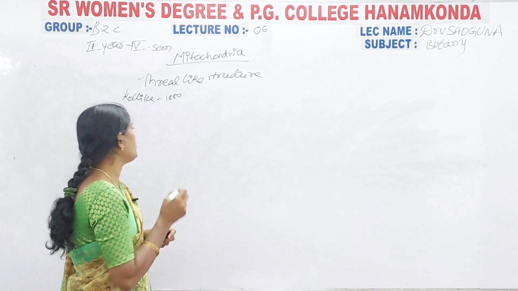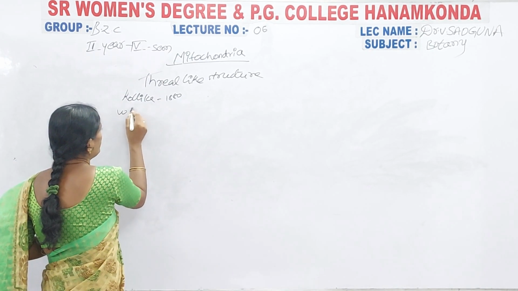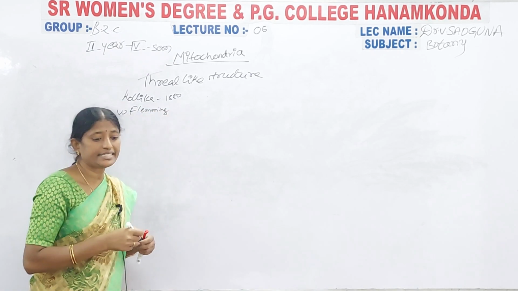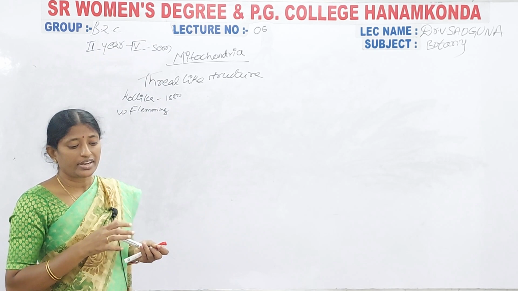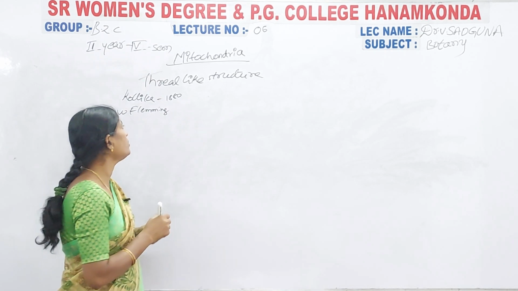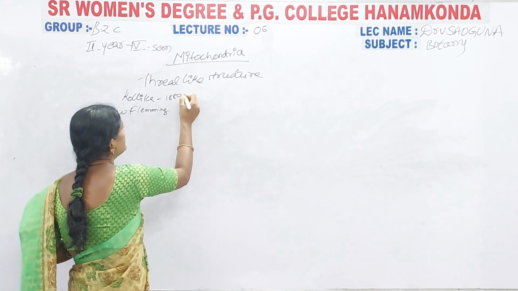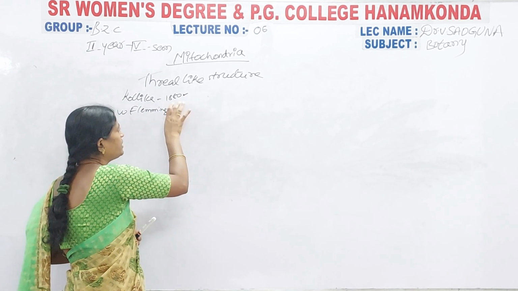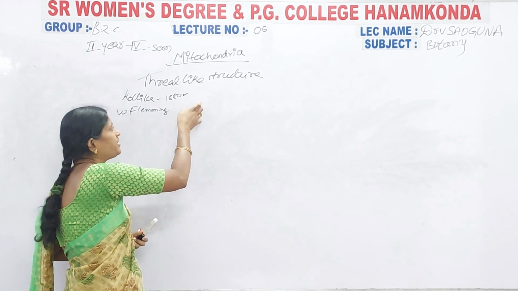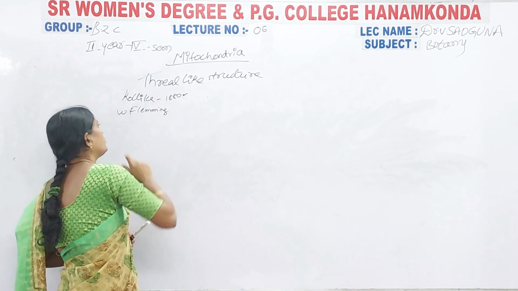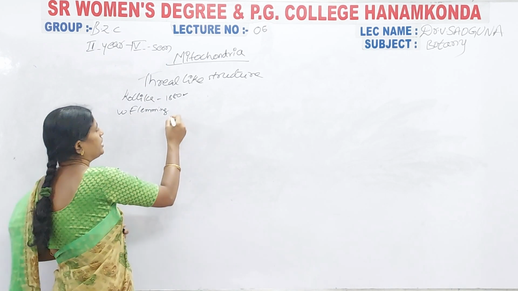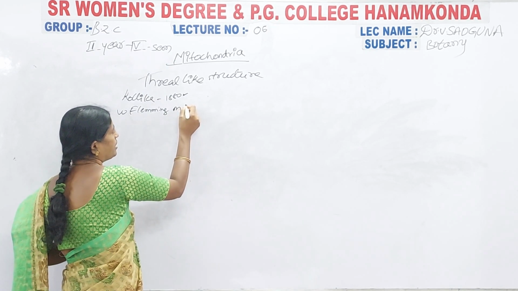After that, W. Fleming discussed different discoveries in the mitochondria. First of all, he only saw and discovered it, but he did not give it a suitable name. Then W. F. Fleming also gave it the name mitochondria.